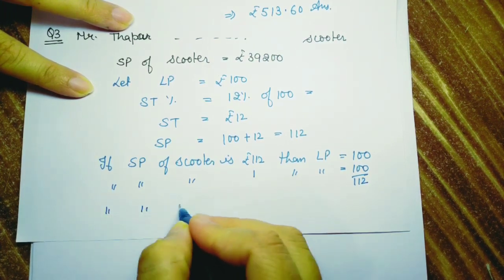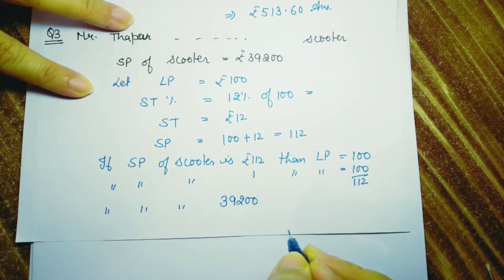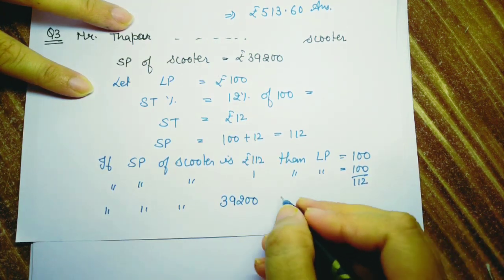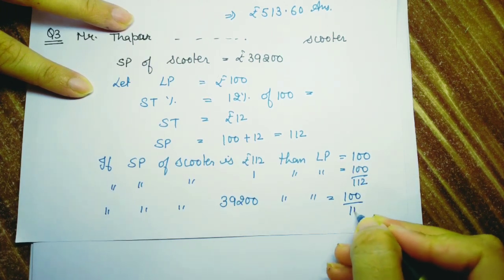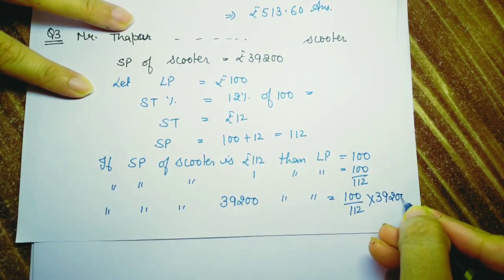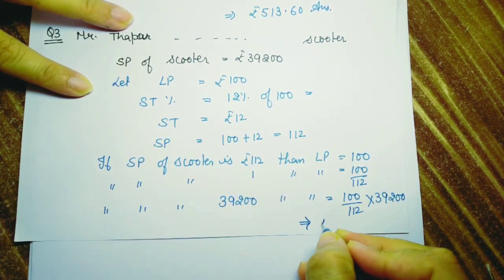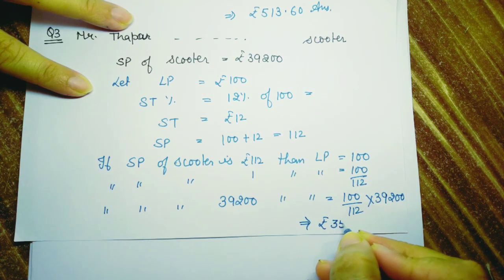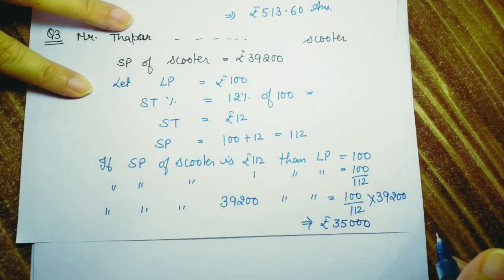And if the selling price of the scooter is 39,200, then the list price is 100 upon 112 multiplied by 39,200. So students, cancel it out. When you cancel from here, you will get rupees 35,000 as the mark price of the scooter.